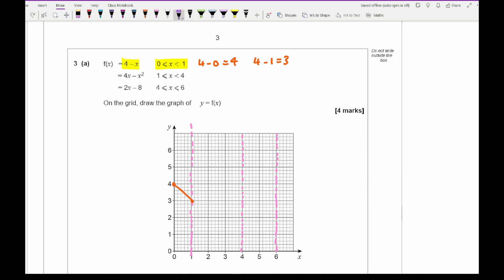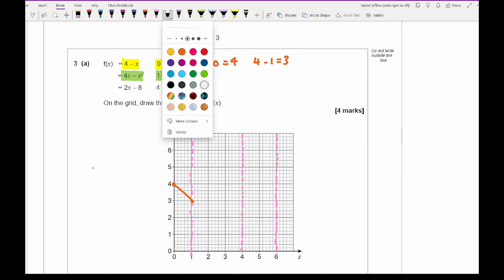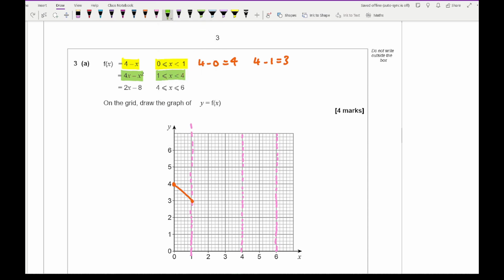Then for looking at the next range, I've got 4 possible numbers, which I'll do here. Unfortunately, I haven't got a green pen, so let's just change this one for a green one. So when x is 1, I'm going to end up with 4 lots of 1 minus 1 squared, which is 4 minus 1, which is 3. So that's at that point there. When x equals 2, it's going to be 4 lots of 2 minus 2 squared, so that's going to be 8 minus 4, which is 4, so that's going to be there.